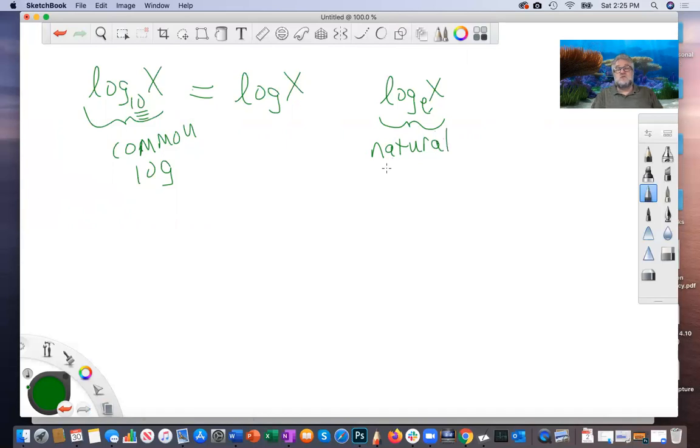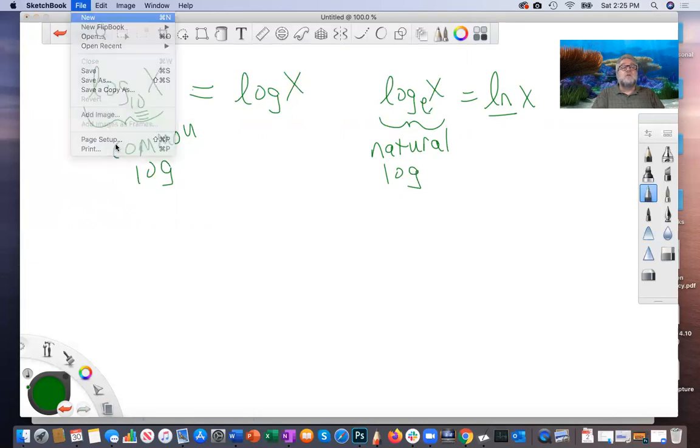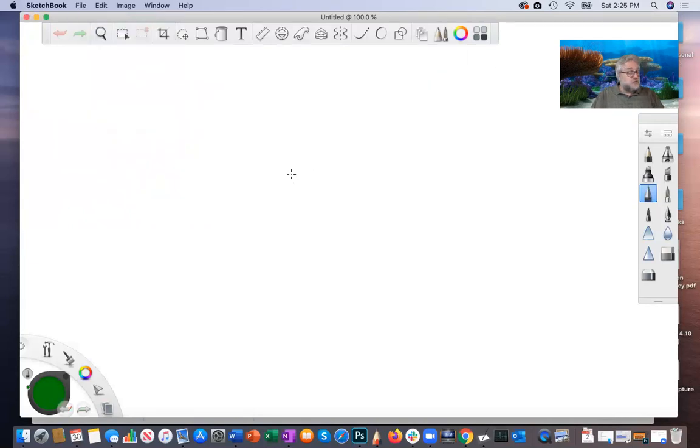Yeah, natural log. And that's written as ln of x. ln is natural log, and natural log, L. Okay, so these are special logarithms that we need to be aware of. If you see them, you can always stick the base in there if you want.